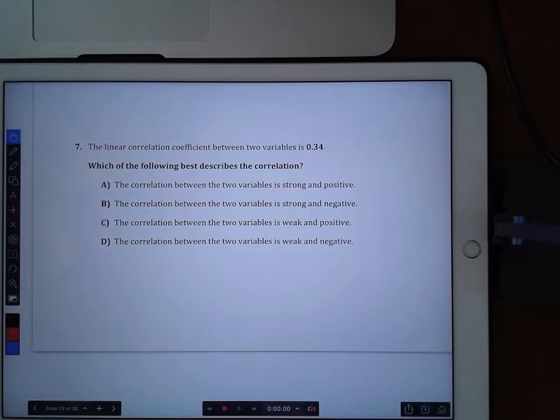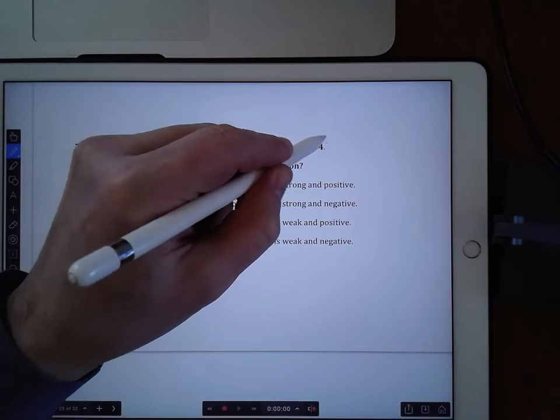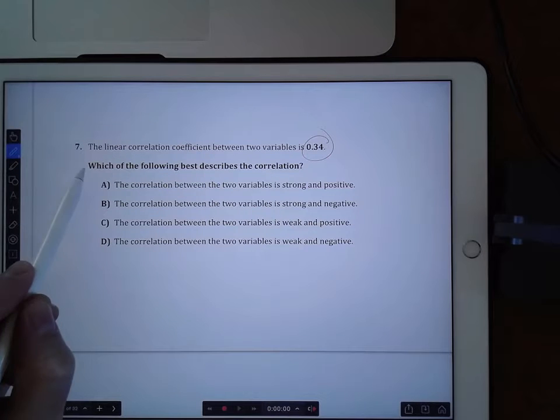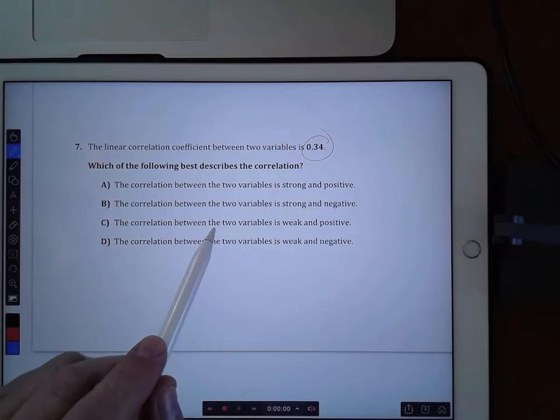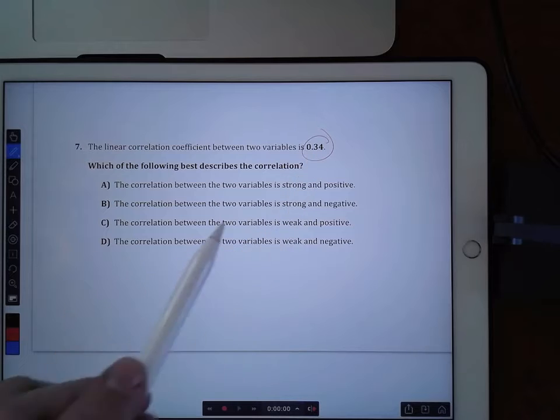Hey guys, this is linear correlation coefficient number 7. The statement at the top says the linear correlation coefficient between two variables is 0.34, and they want to know which of the statements below best describes that correlation coefficient.